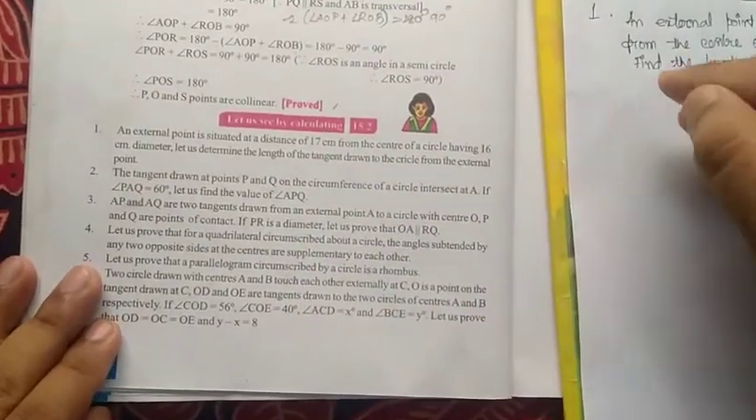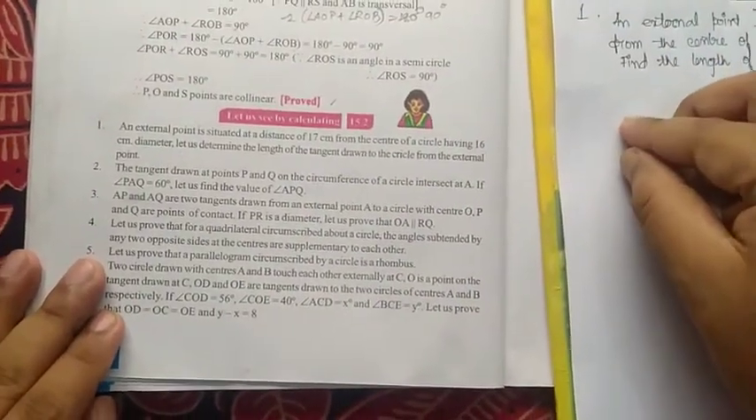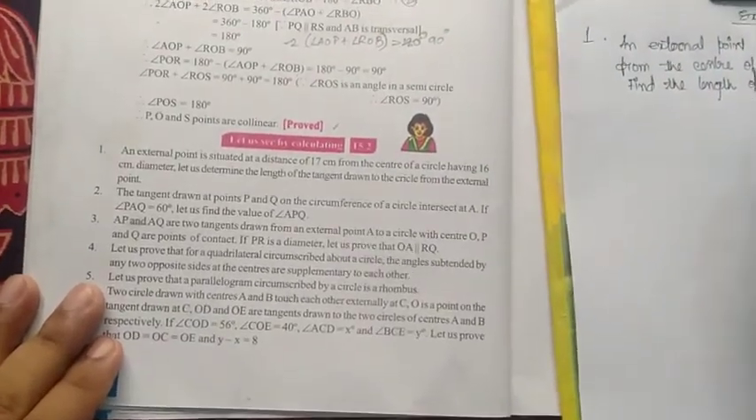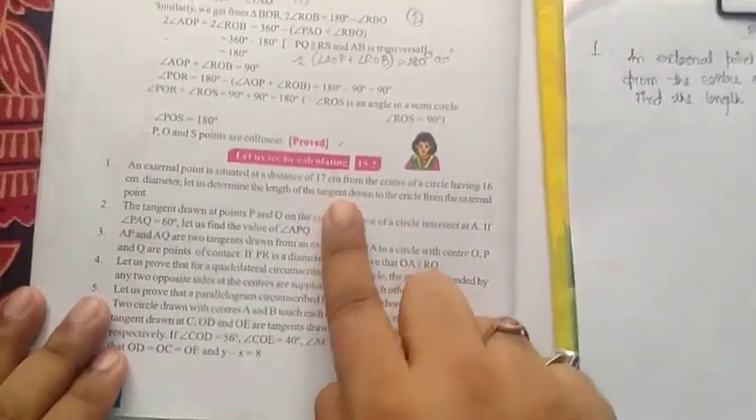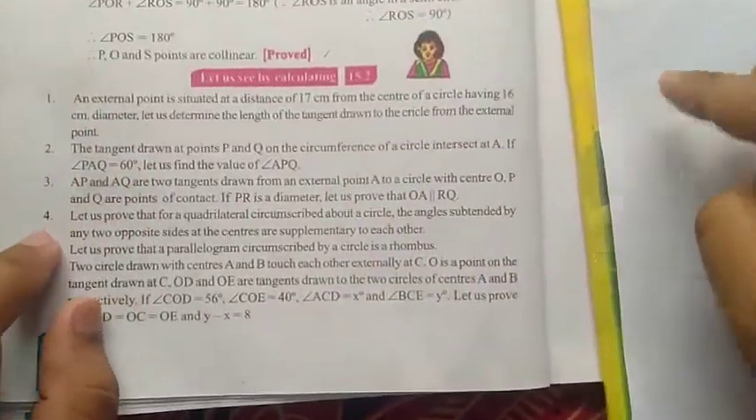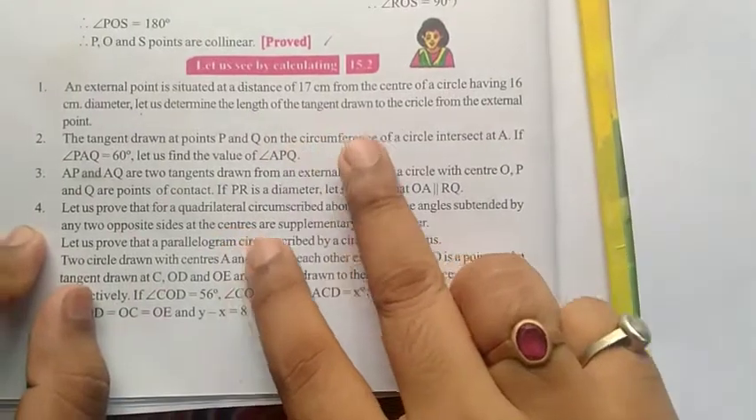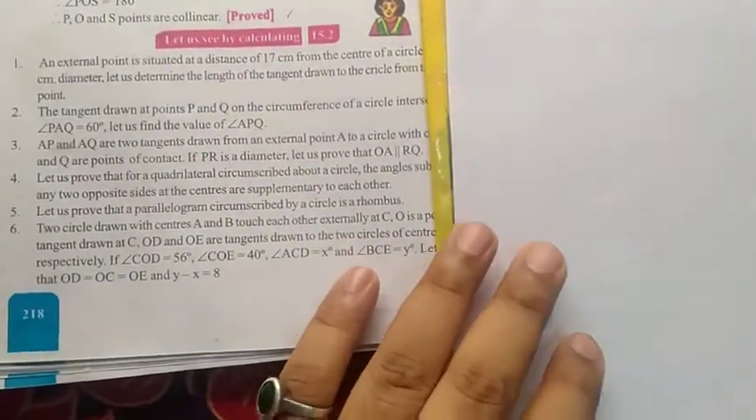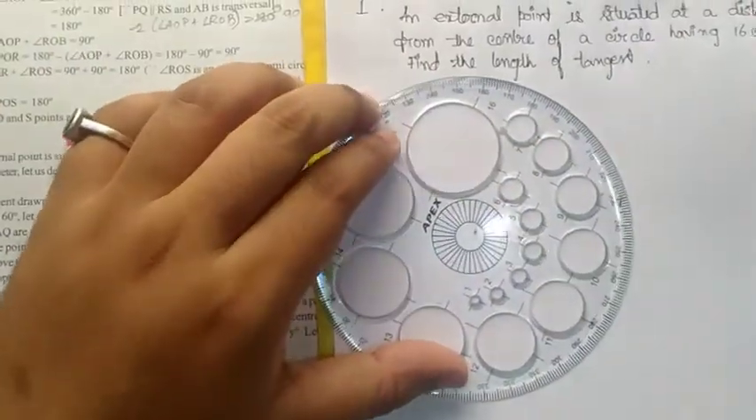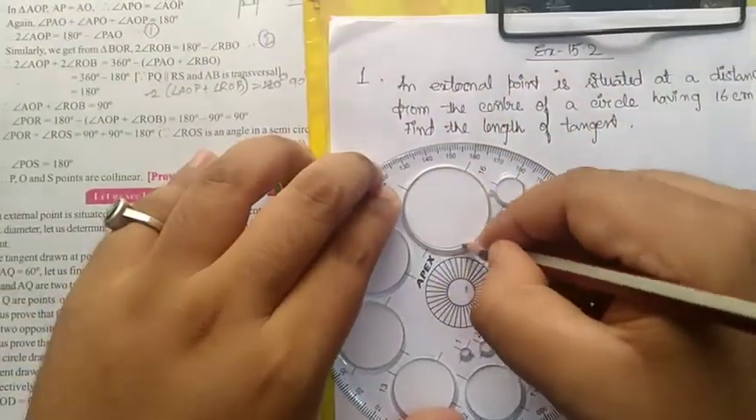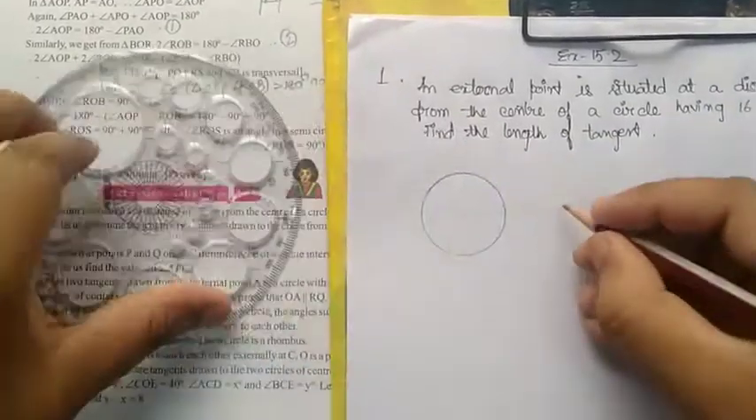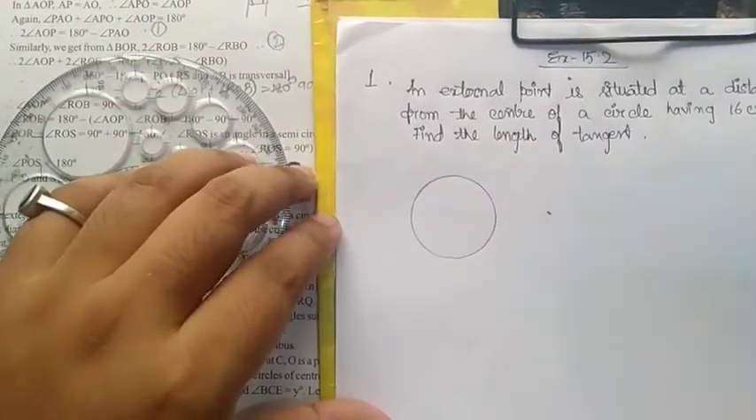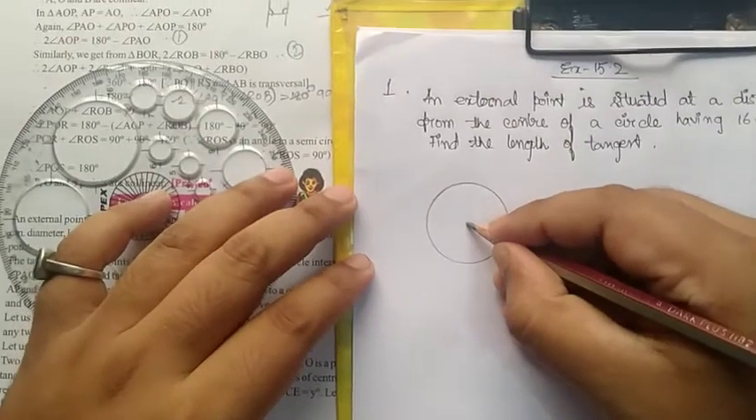So now in this question, sum number 1, an external point is situated at a distance of 17 centimeters from the center of a circle having 16 centimeter diameter. Let us determine the length of the tangent drawn to the circle from the external point. So first of all, we have to draw the circle. The circle should be like this one, and this is the external point and this is the center.